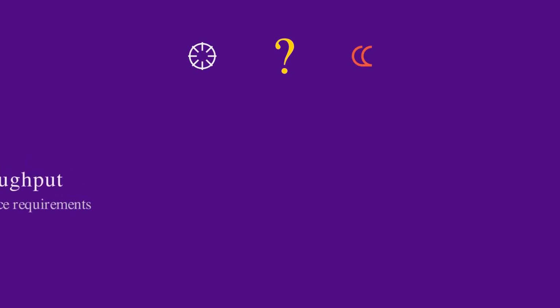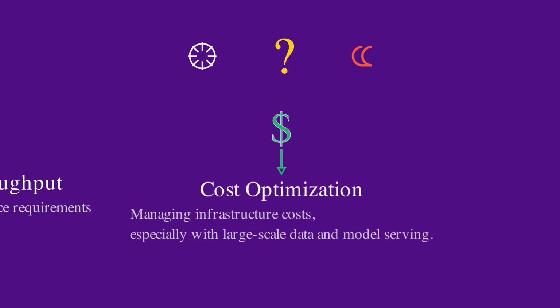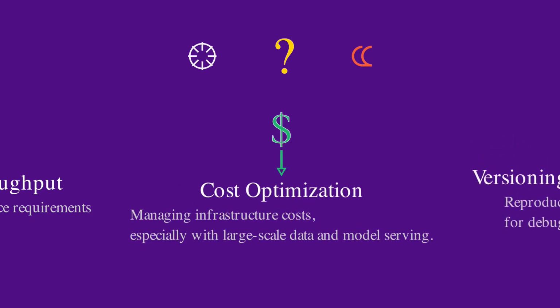Latency and throughput: meeting stringent performance requirements for real-time systems. Cost optimization: managing infrastructure costs, especially with large-scale data and model serving. Versioning and reproducibility: being able to reproduce a model's exact state for debugging or auditing.